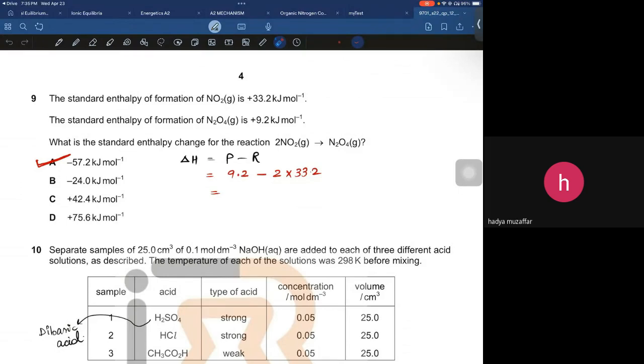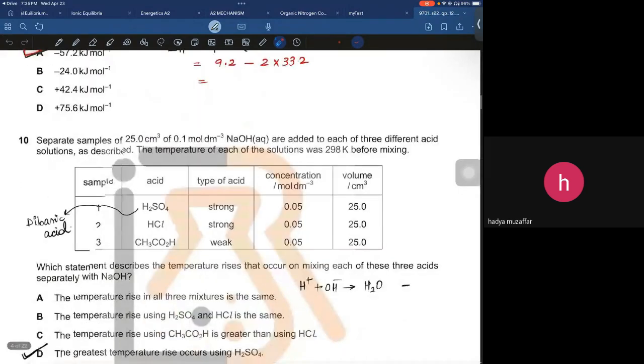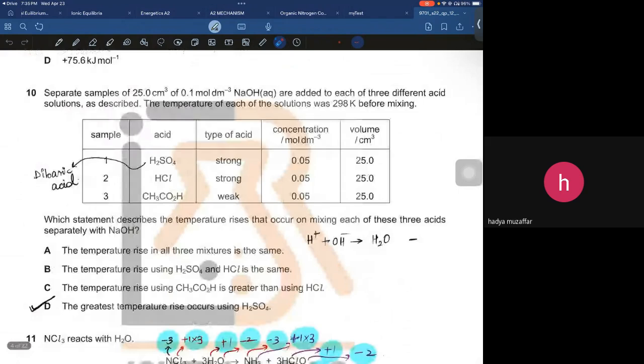Okay, then question number 10 says, separate samples of 25 cm³ of 0.1 mole per dm³ NaOH are added to each of three different acid solutions. We have H2SO4, we have HCl, we have ethanoic acid. The temperature of each of the solutions was 298 Kelvin before mixing.